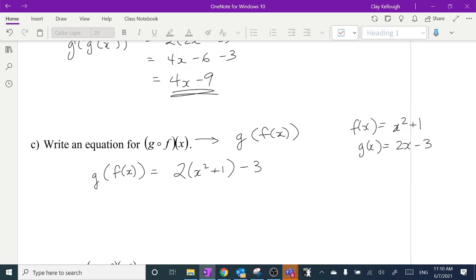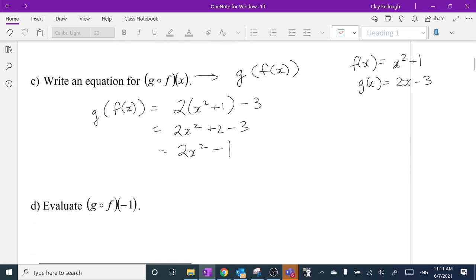And then again, it says write an equation, but obviously we want our equation simplified. So I distribute the 2, and I get 2x squared minus 1. Okay. And then I want to evaluate what g of f of negative 1 is.